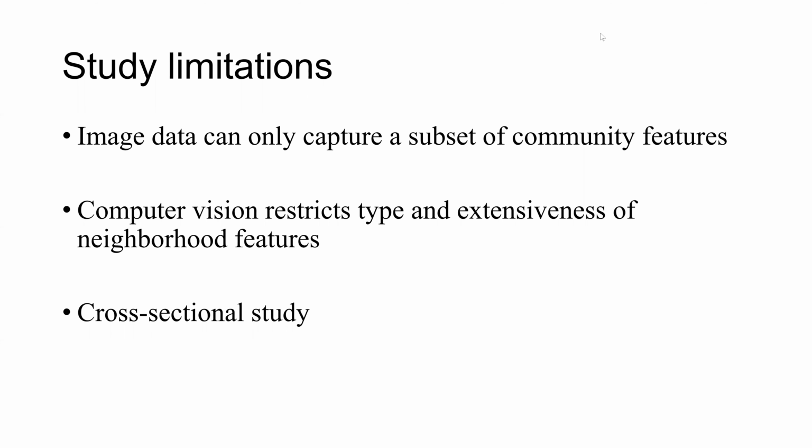But we would, like the limitations include, there are many. So I would say image data is only able to capture a subset of features. We try to look at other items of neighborhood characteristics like litter, but even in the manual labeling of images, it was difficult to distinguish litter from leaves. So I would say computer vision would struggle with very small features. So in a way, if you're using image data, you'll be limited in the type of neighborhood features you can examine. And also the analyses that we did was cross-sectional rather than longitudinal, which would provide better causal inference.